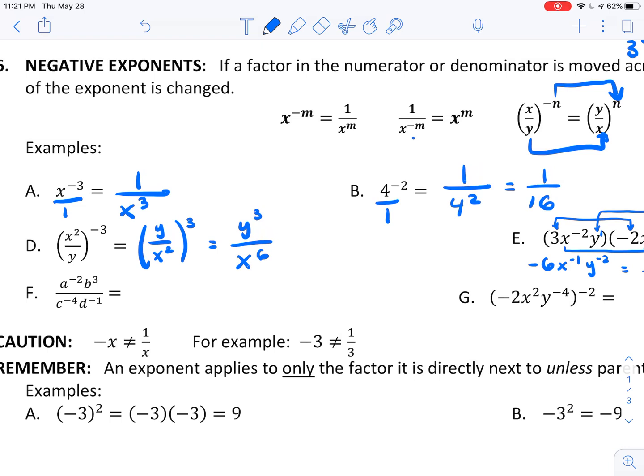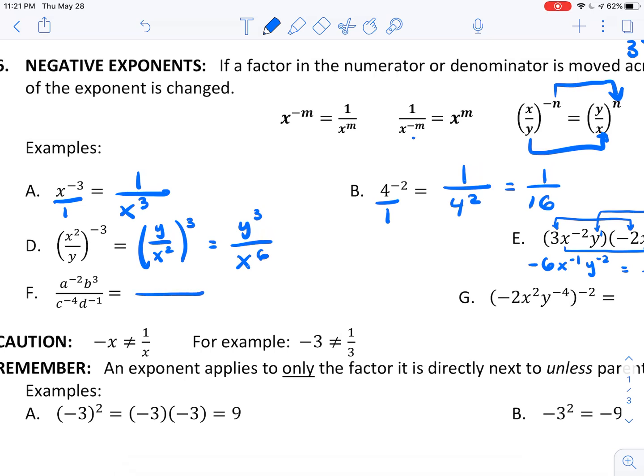Okay, so what happens here? Well, are there any variables to combine? Well, we have an A, a B, a C, and a D. So no, we do not have any variables to combine. So the only thing left for us to do is to move anything with a negative exponent to the opposite side of my fraction bar.